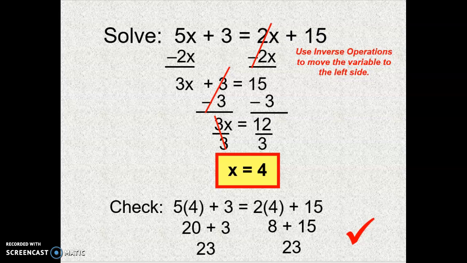Now then I have 3x equals 12, and I want to get rid of that times 3. So the inverse operations tell me to divide by 3 to get rid of a times 3. 3 divided by 3 is 1, which gives me 1x or x on the left, and 12 divided by 3 gives me 4. Remember then we do our check by plugging in our answer into the variable in the equation and see if both sides come out to be equal. In this case, when I plug in my answer of 4 for x, I see that both sides of the equation come out to be 23.